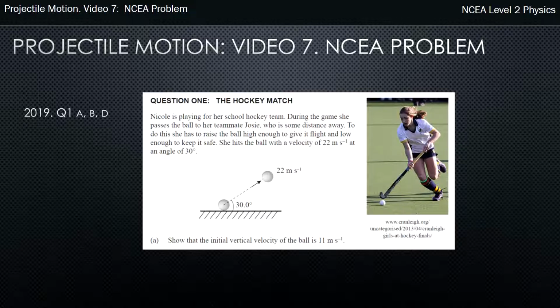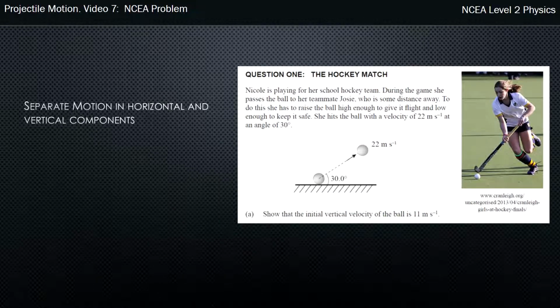So she hits the ball at a velocity of 22 meters a second with an angle of 30 degrees, shown in the picture. The first one says, show the initial vertical velocity of the ball is 11 meters a second. Regardless of what they've asked us, in a projectile motion problem, you want to separate the idea into horizontal and vertical bits. They're components. And this being the first question in the exam, they're kind of stepping us through that and asking us to do that anyway, so they're helping us out a bit.